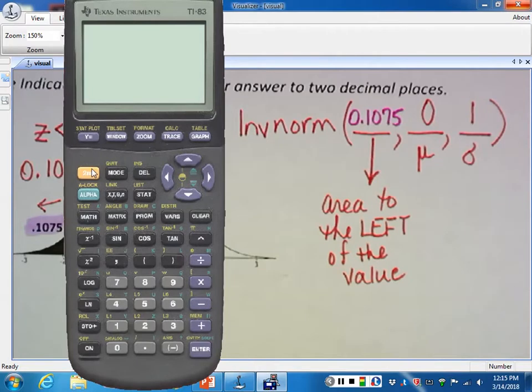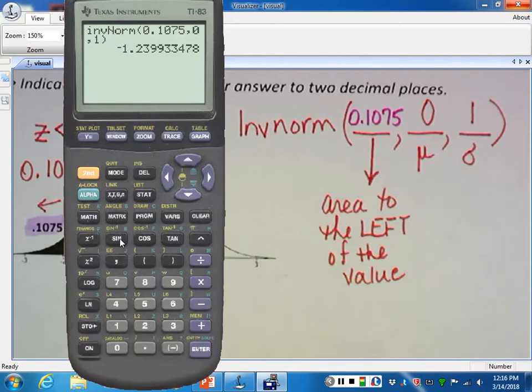So we're still using the same menu. Second bar is to get your distributions, but the option is option number 3. Okay, it's option number 3. We enter the area to the left of the number we're trying to find. Then we enter the value of the mean, that's 0. The value of the standard deviation, that's 1. Close the parentheses and hit enter.